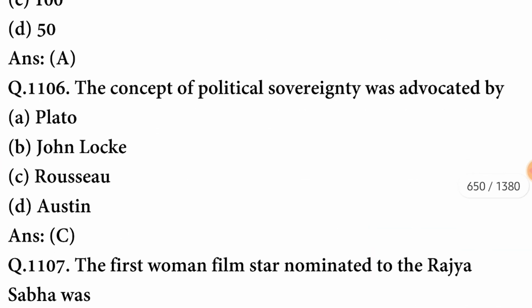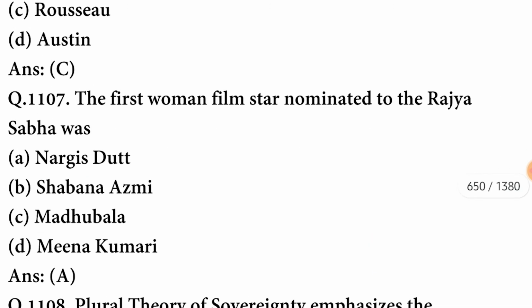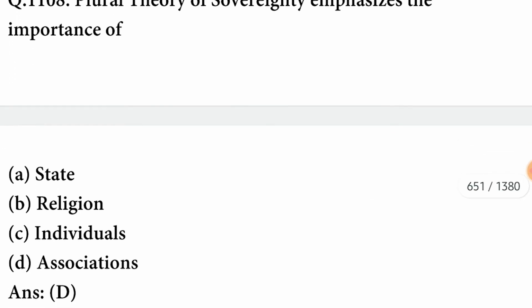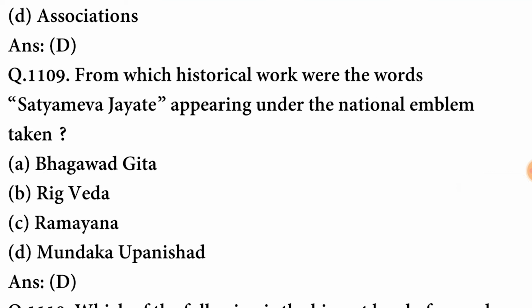The concept of political sovereignty was advocated by Rousseau. C option is correct here. The first woman film star nominated to Rajya Sabha was Nargis Dutt. Plural theory of sovereignty emphasizes the importance of associations. From which historical work are the words Satyamev Jayate appearing under the national emblem taken? It is taken from the Mundak Upanishad.